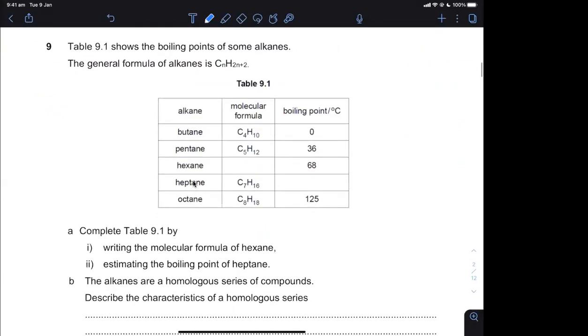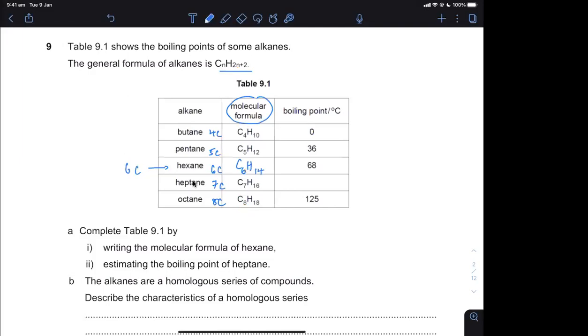Question 9 is about boiling point. They want you to complete the molecular formula. Molecular formula means you've got to know the general formula, which they've already given you in the question very nicely. So hexane is 6 carbon, so C6. And then 2 times 6 is 12, plus 2 is 14. Here, there's no formula for this, but you just have to be a little bit sensible. 4 carbon, 5 carbon, 6 carbon, 7 carbon, and 8 carbon. How do I know this? Well, you look at the formula.